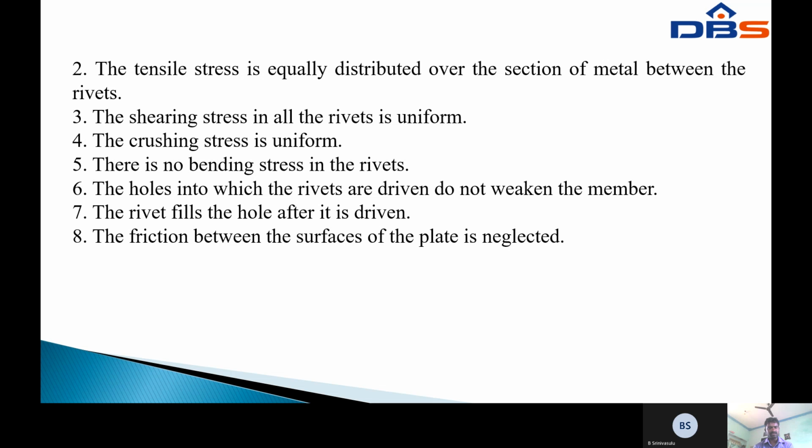Next, sixth one: the holes into which the rivets are driven do not weaken the member. Next, the rivet fills the hole after it is driven. Next, the friction between the surfaces of the plates is neglected. These are the assumptions for boilers.